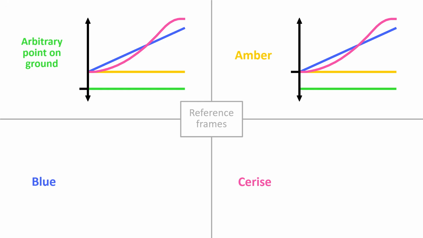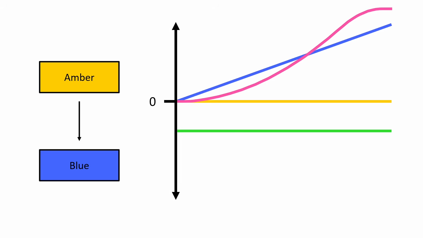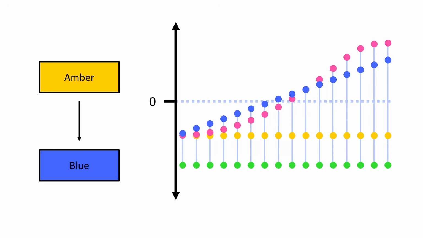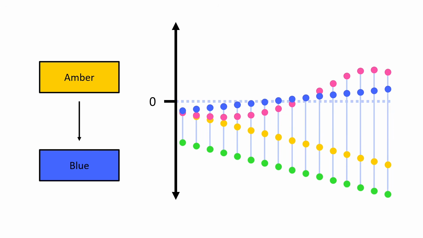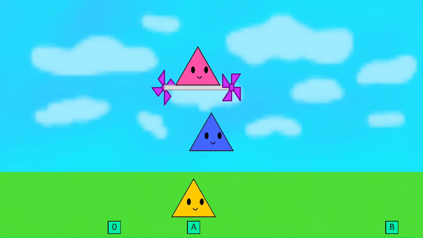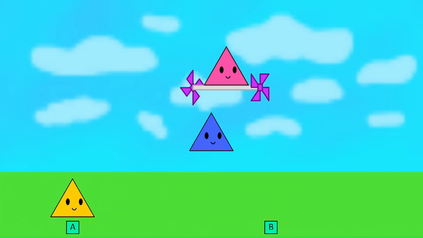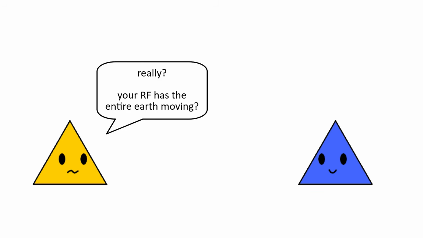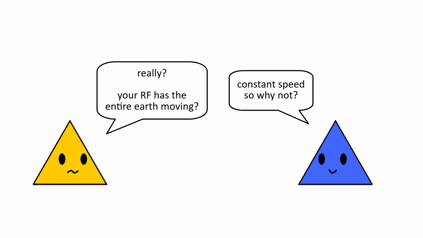But of course, most of the time things aren't this simple. In the case of blue, their position is constantly changing, so a constant shift won't cut it. But what we can do is basically cut the graph into vertical slices and shift each slice such that it puts blue at 0. As you can see, in blue's reference frame, cerise changes which direction they're going, and amber moves constantly to the left, along with points A and B themselves. It might seem a bit weird to have the entire Earth moving, but it's still a valid perspective since there are no laws of physics being broken.